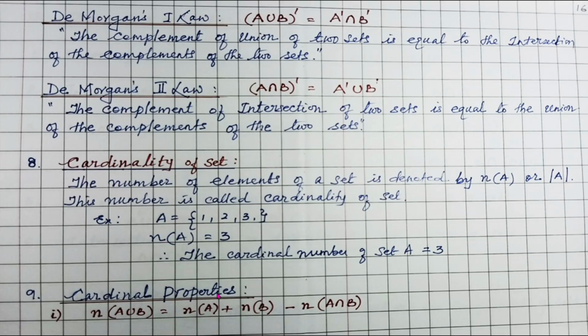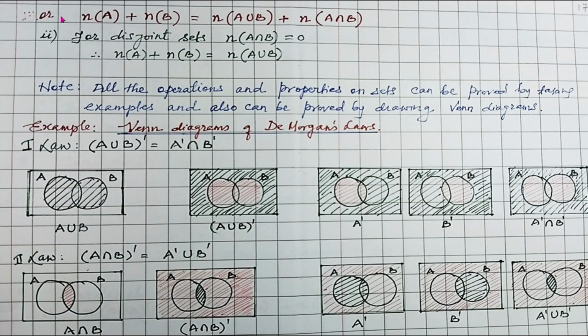Now the cardinal properties. Let us understand the cardinal properties. The number of elements of A union B is equal to the number of elements of A plus elements of B minus elements of A intersection B. A very important relation. Now, the elements of A plus elements of B is equal to elements of A union B plus elements of A intersection B.